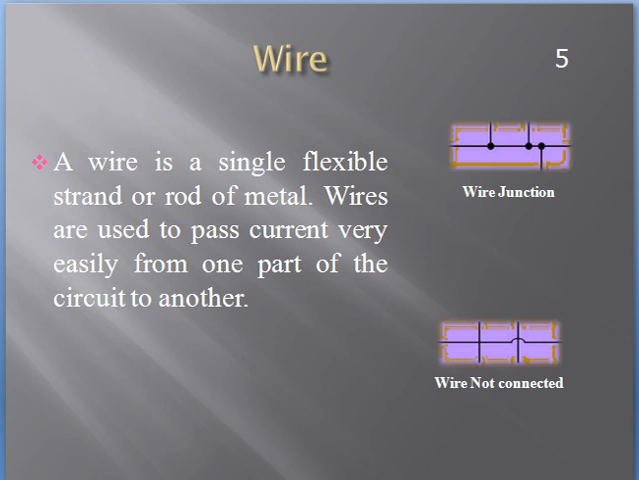Next, we can define a wire. A wire is a single flexible strand or rod of metal. Wires are used to pass current very easily from one part of the circuit to another part. In this way we will represent it. Here you can see how we will represent the junction, and where the wire is not connected we have shown here. And next we will discuss ground.